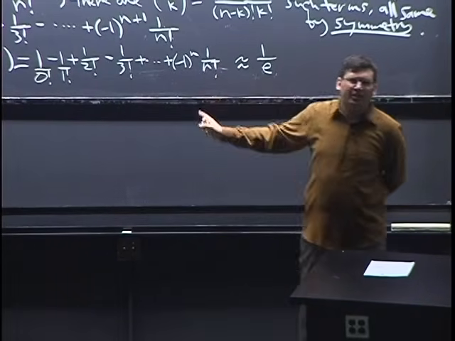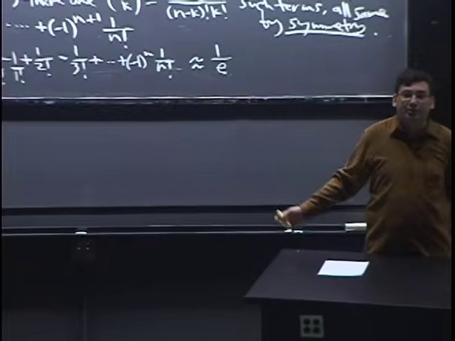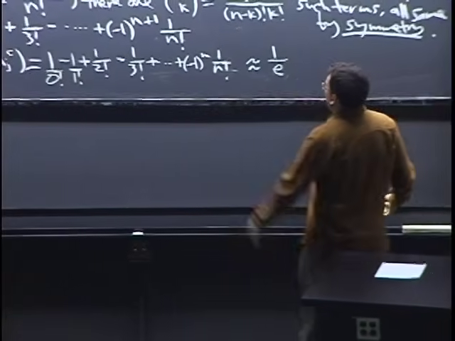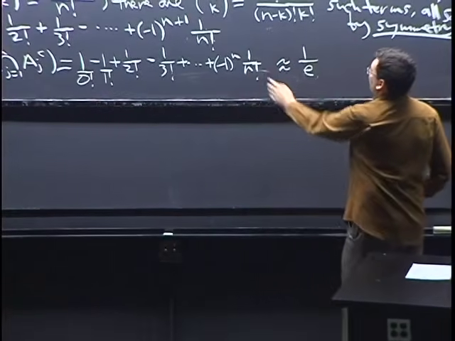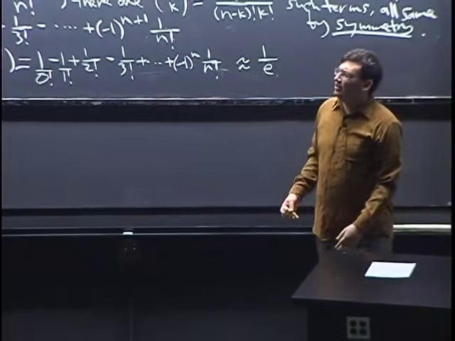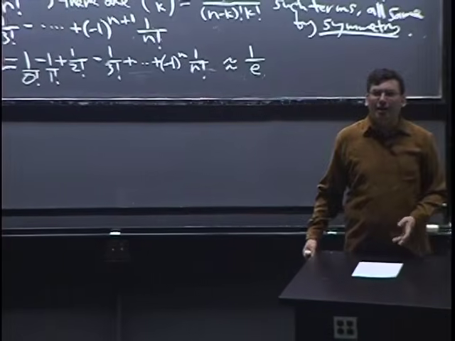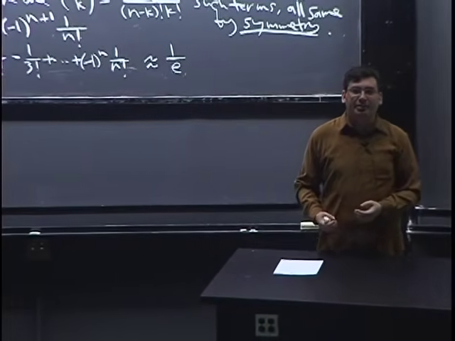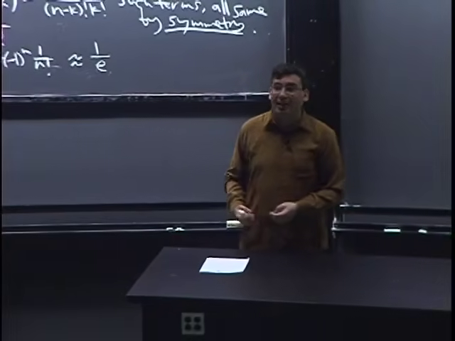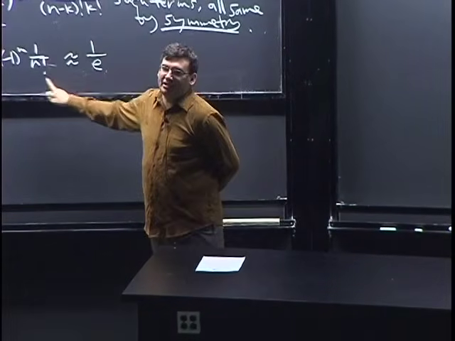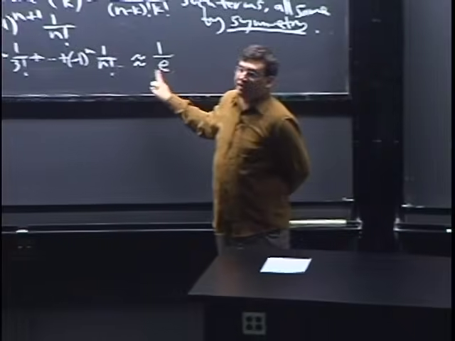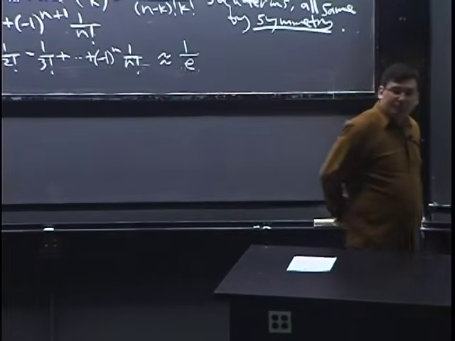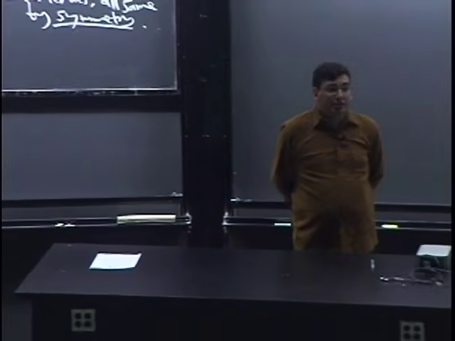But even if n is like 10, 10 factorial is over 3 million. It's a huge number. So even if n is 10, I think that this number is correct to within something like 2 out of 100 million accuracy, order of 10 to the minus eighth, the difference between this and this if n is 10. So it converges to 1 over e extremely fast. Okay, so that's just an illustration.